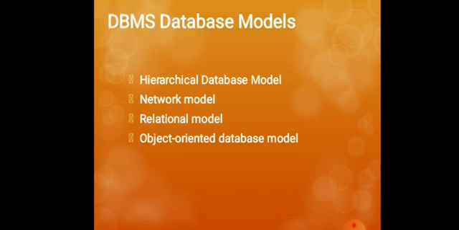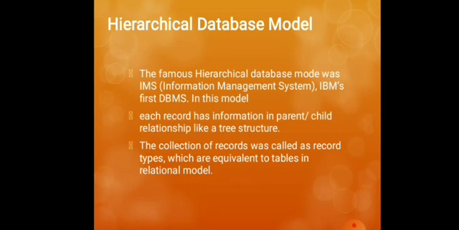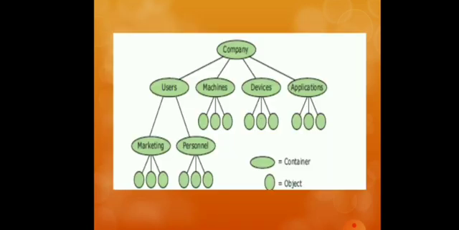Next one is database management system models. Here we have four major types: hierarchical database model, network model, relational model, then object oriented database model. Hierarchical database model. The famous hierarchical database model was IMS, Information Management System, from IBM, the first DBMS. In this model, each record has information in a parent-child relationship like a tree structure. The collection of records was called a record type, which is equivalent to tables in the relational model. Here we are seeing an example of the hierarchical model.